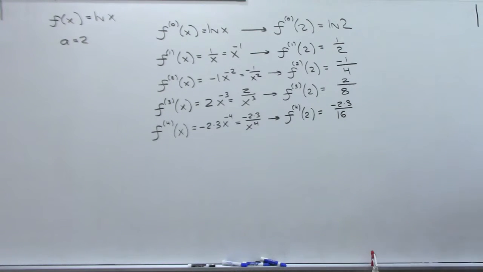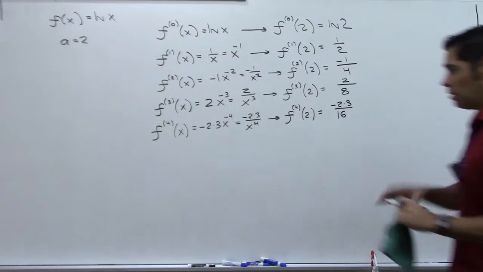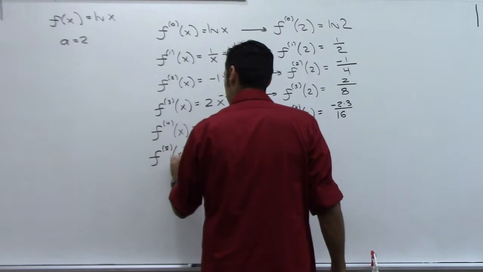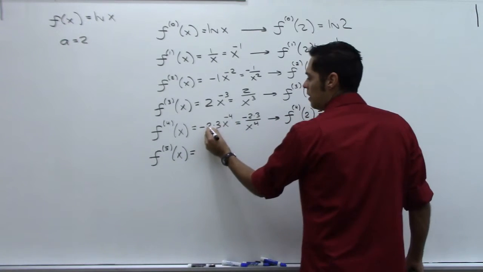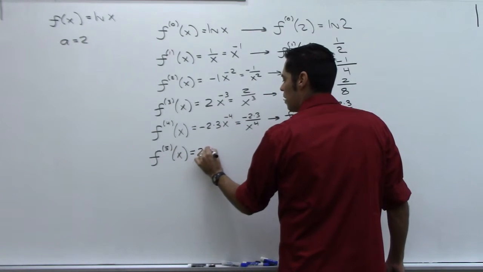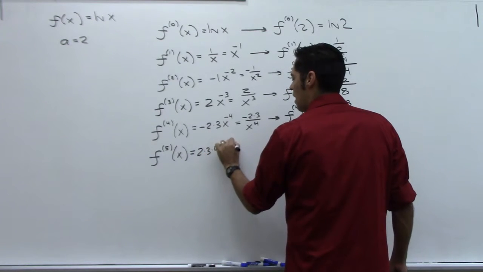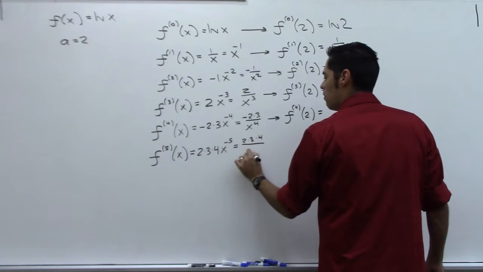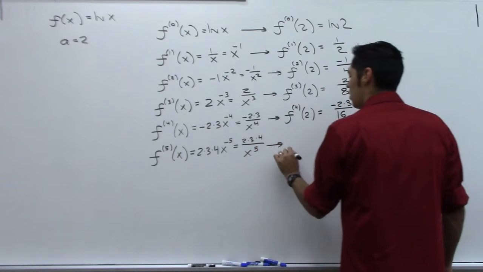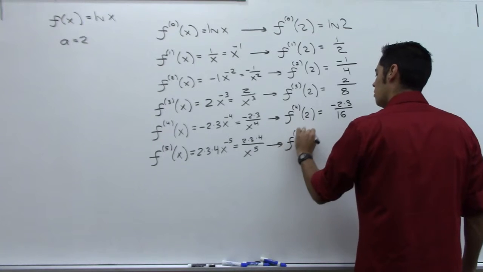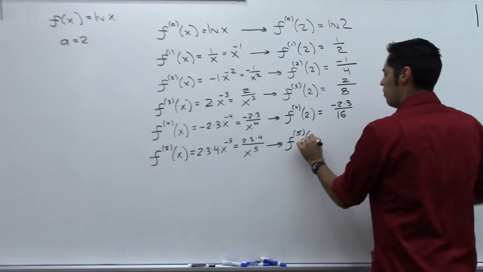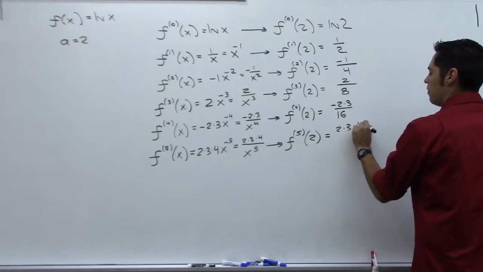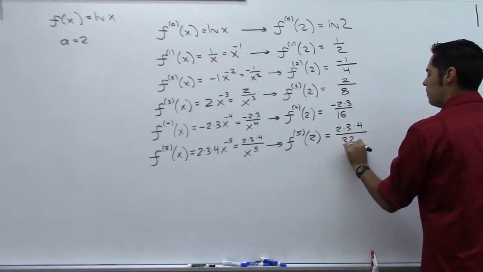So let's try and figure out what's happening here. Well, let me do one more. 5th derivative at x. So the negative 4 comes out here, it becomes a positive. I now have 2 times 3 times 4, x to the negative 5, which is going to be 2 times 3 times 4 over x to the 5th. And when I plug in 2, I get 2 times 3 times 4 over 32.